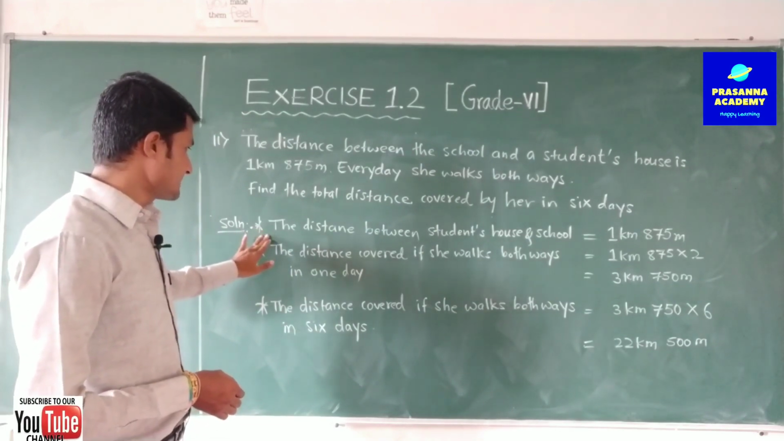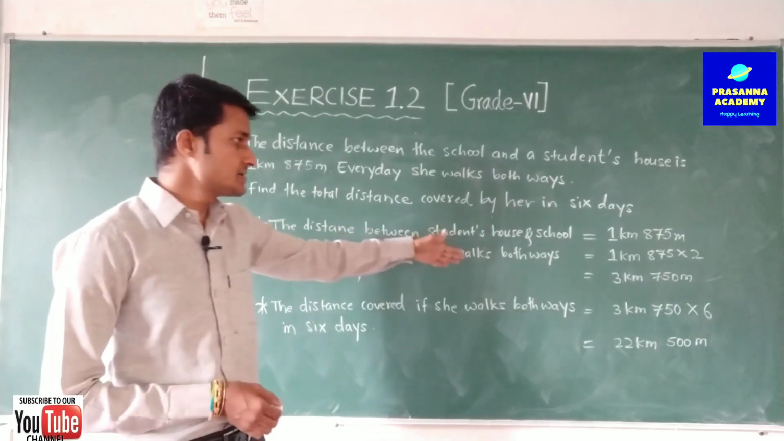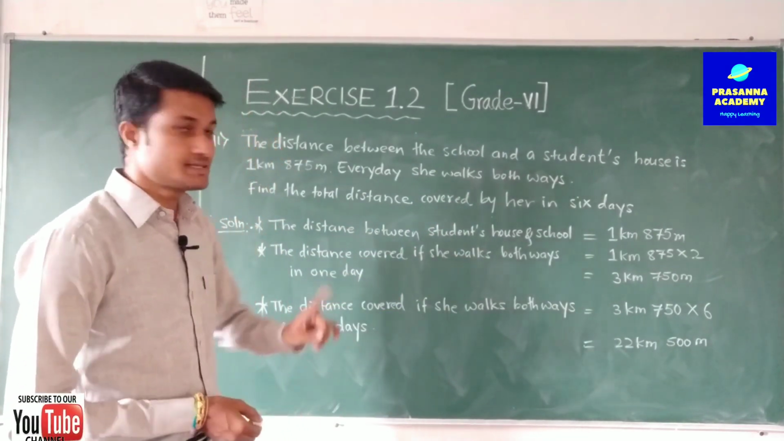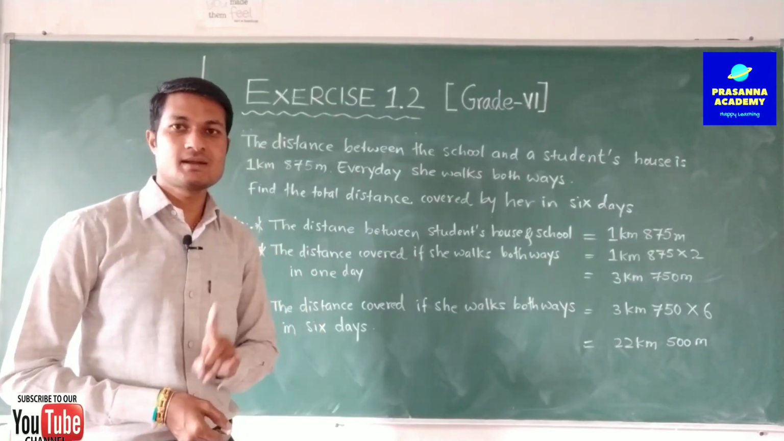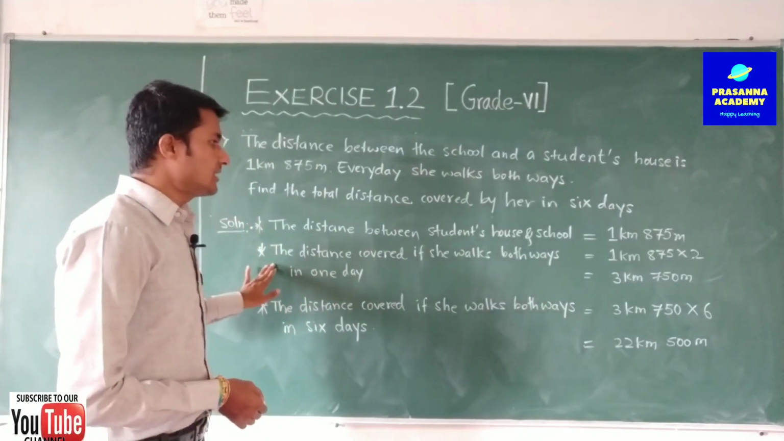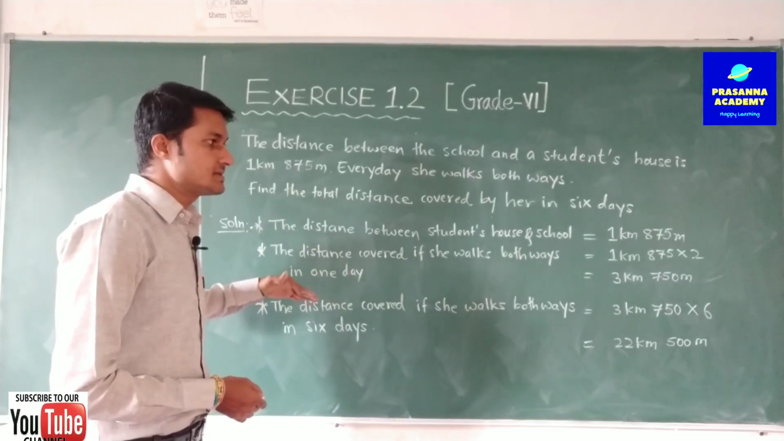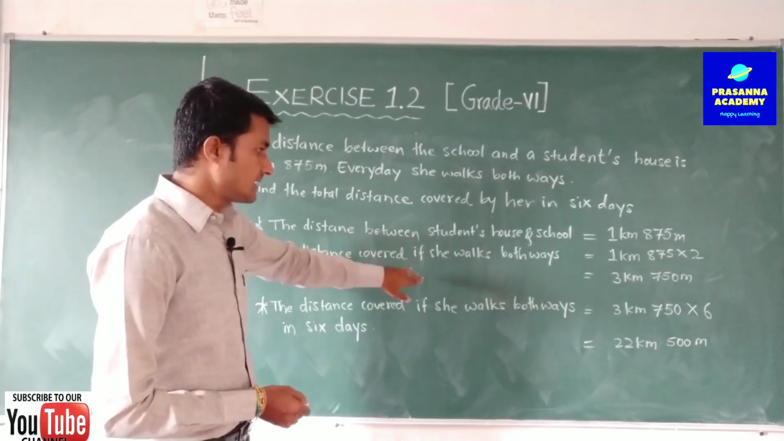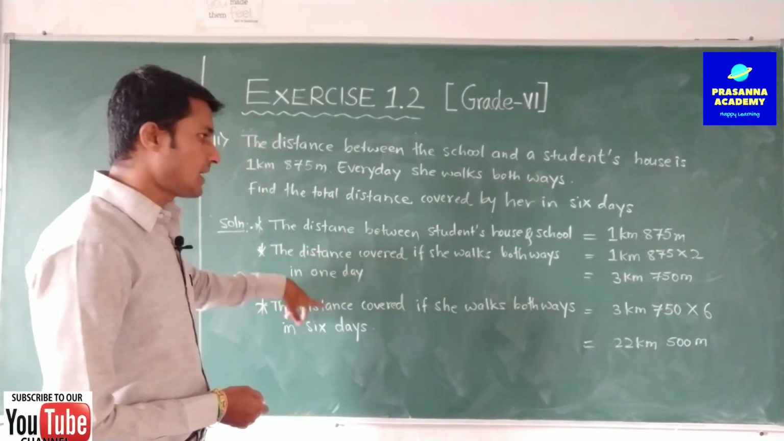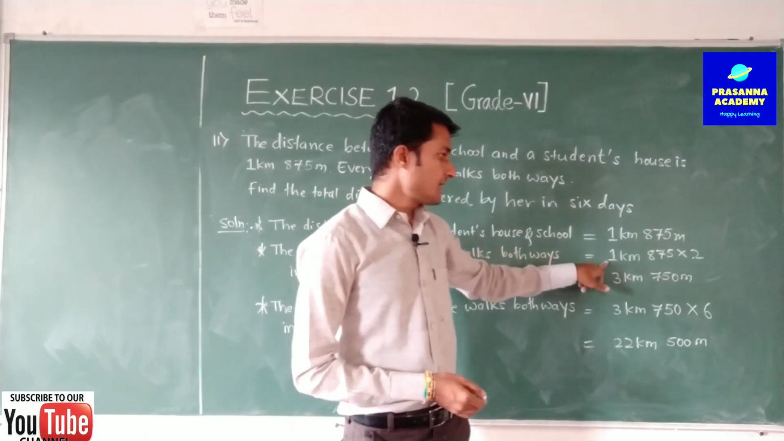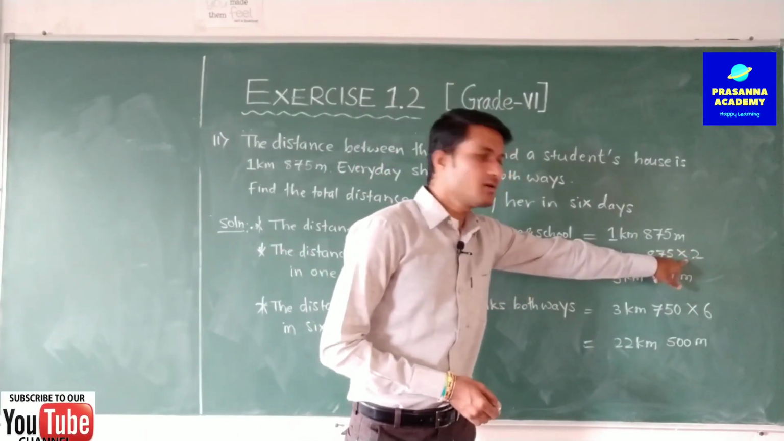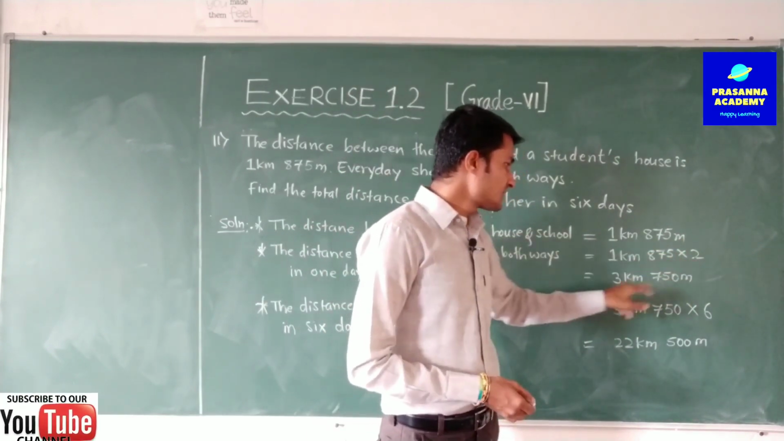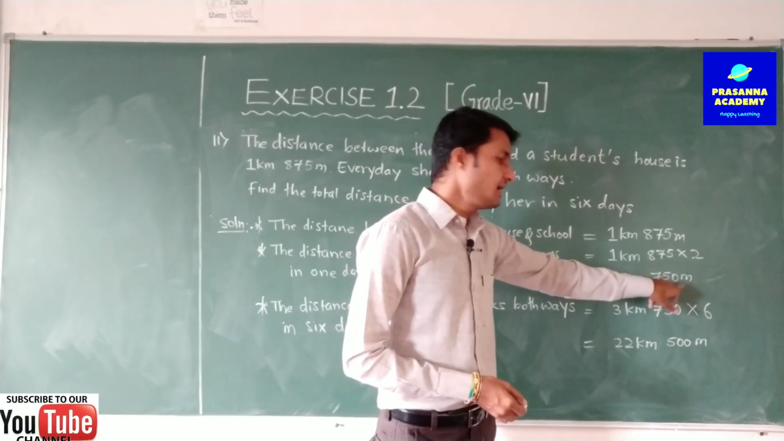So first we need to write the first sentence as the distance between the student's house and school, that is 1 kilometer 875 meter, and yes, this is the one side distance that the girl has covered. Then we need to find the distance covered by that girl if she walks both ways in one day. So first I multiplied this one-sided distance by 2, because the condition is that she walks both ways. That's why I multiplied here with 2. So that is 3 kilometer 750 meter.